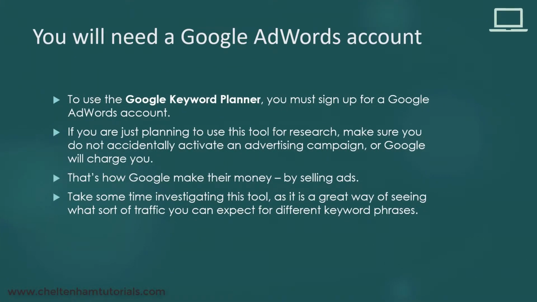In order to use the Google Keyword Planner, first of all, you've got to sign up for a Google AdWords account. You don't actually have to activate an account, i.e. you don't have to start using pay-per-click advertising. You just need to sign up for the account, at which point you then have access to the Google Keyword Planner. The purpose of the Google Keyword Planner, as the name kind of implies, is it allows you to see what sort of traffic you can get from different keywords. It's also a great way of suggesting other keyword phrases that you might want to focus on.